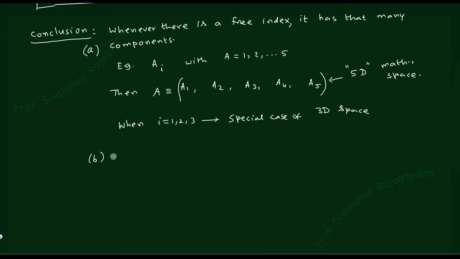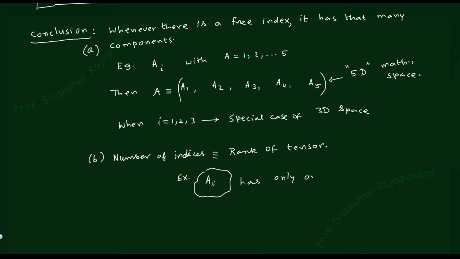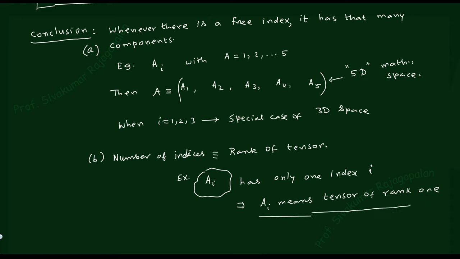The second thing is the number of indices. The number of indices means how many indices you have. That is known as the rank of the tensor. So these are some technical words. In the first point, I have explained what is a free index. Now I am explaining rank of a tensor. It is quite simple. How many indices are there? You just count. I am putting A_i, which means i is the only index. Therefore, we will say that the rank should be 1. So when I say that A_i has only one index i, it is a tensor of rank 1. Either you say it is a tensor of rank 1 or you say it is a first rank tensor. So first rank tensor, you understood.